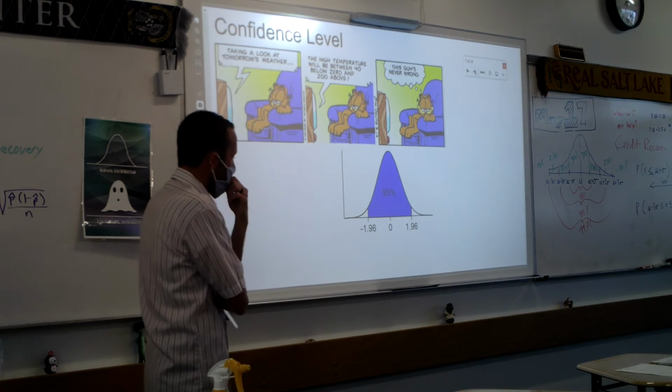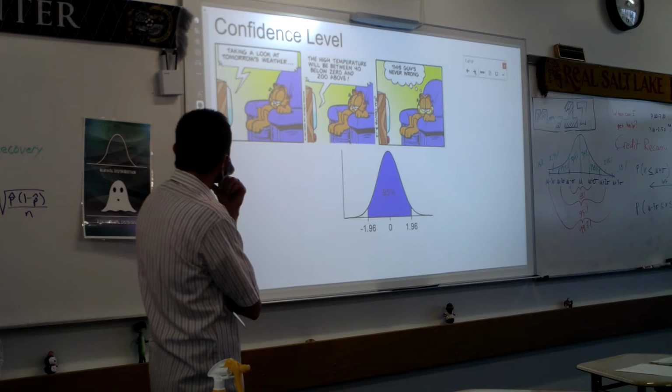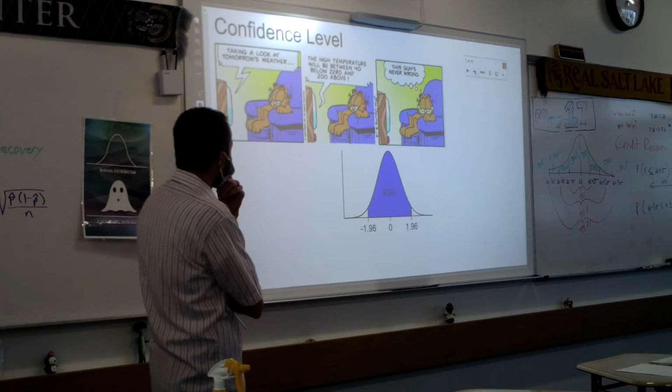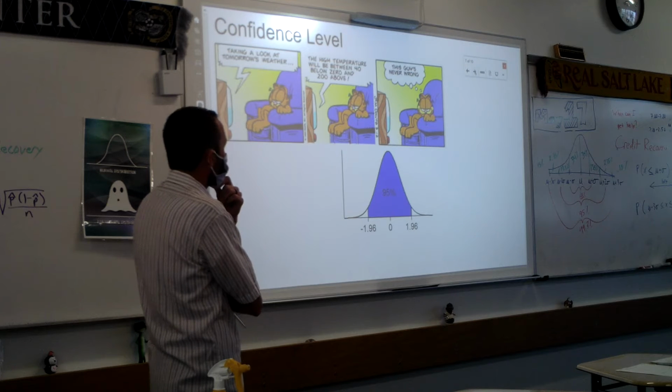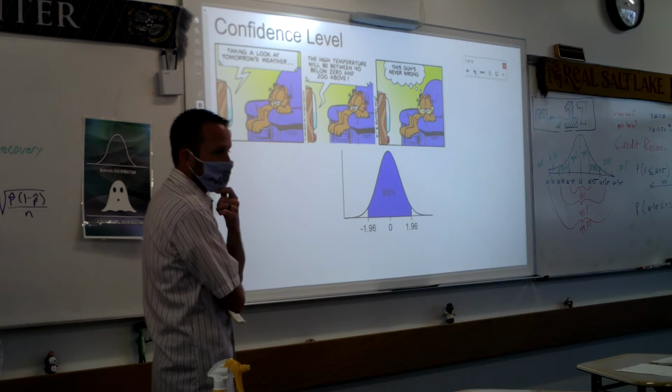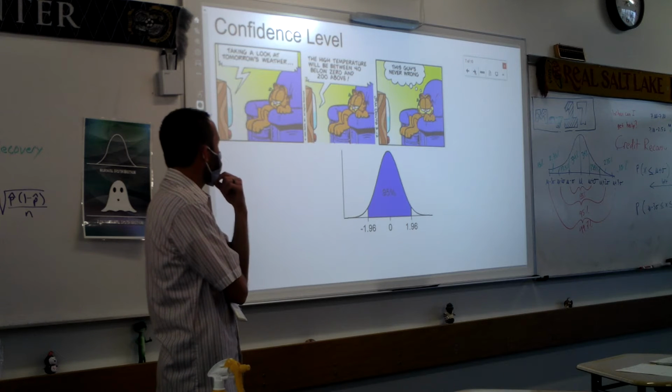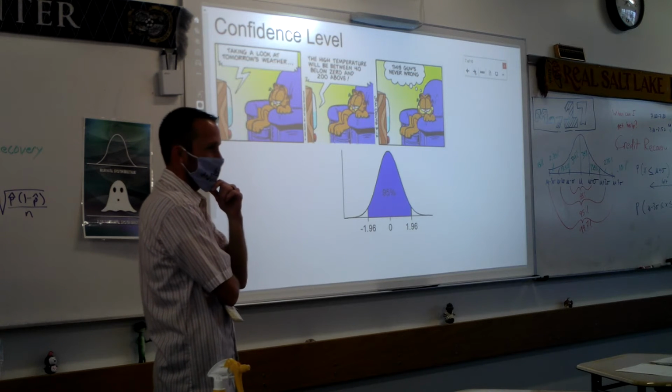Garfield's watching the TV and he says, taking a look at tomorrow's weather, the high temperature will be between 40 below zero and 200 above. Garfield says, this guy's never wrong. Why is the guy never wrong? Because that's all the temperatures. Yeah, right? These are temperatures that we will never reach on planet Earth, right?